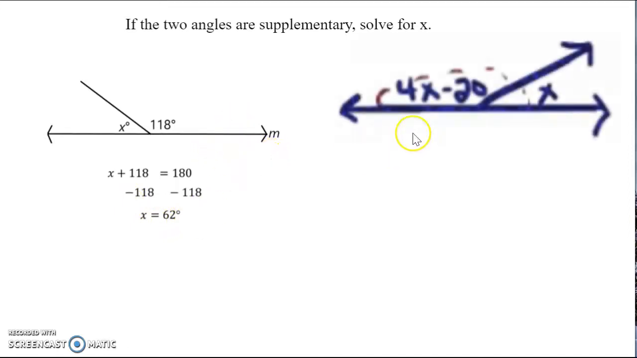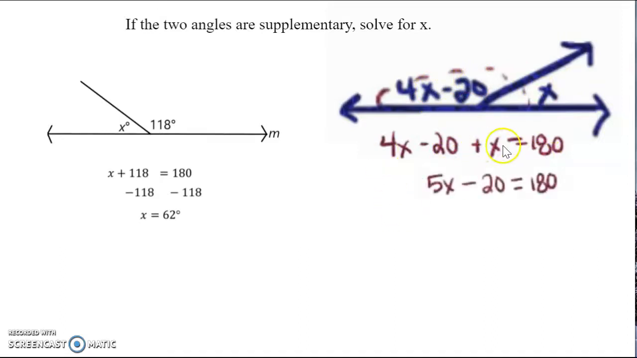Okay, let's do another example. What if the expression is a little bit more complicated? 4x minus 20, and there's x here. Then basically it's the same thing. We know that this angle plus this angle is just going to add up to 180 degrees. So first thing is you start off with this equation: 4x minus 20, that's from this angle, plus x, this angle, is 180 degrees.